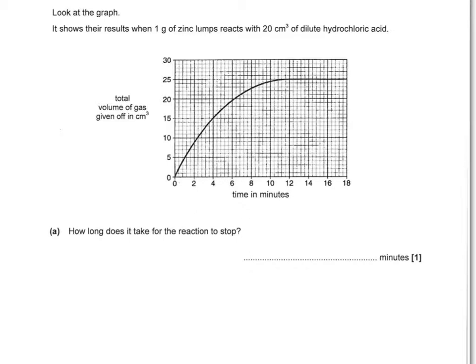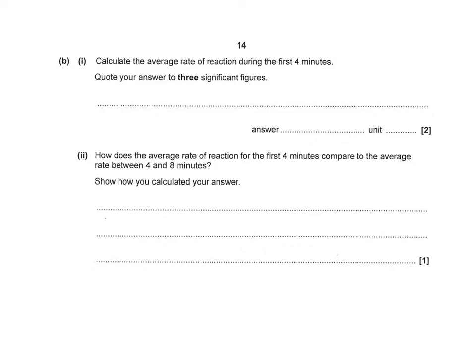So it stops when the line starts to flatten off. So anything between 11 and 12 minutes will get you the mark. So between 11 and 12 minutes, or any value between those. And calculate the average rate of reaction during the first 4 minutes. Quote your answer to 3 significant figures.